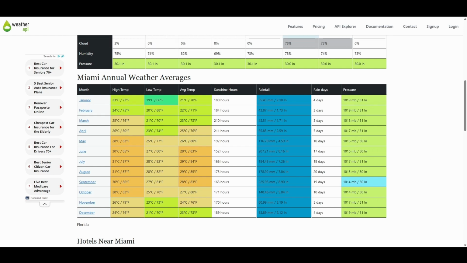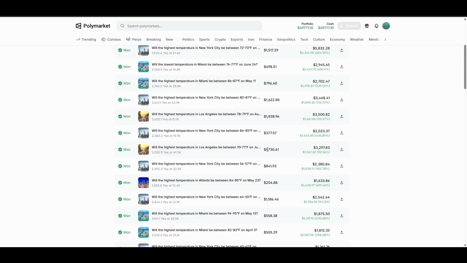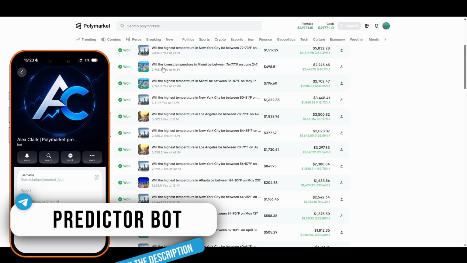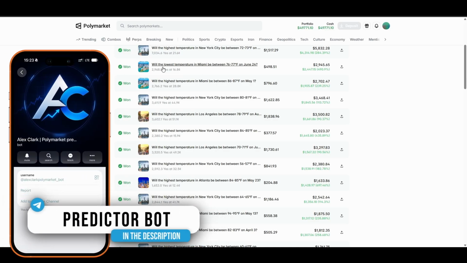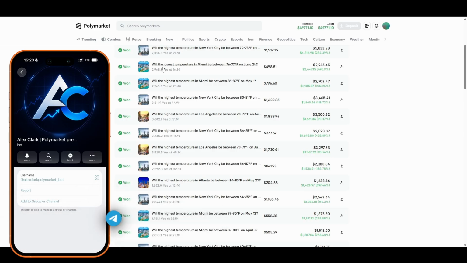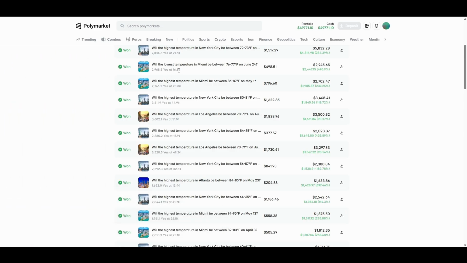So, let's break it down with a specific example. Will the lowest temperature in Miami be 77.6 degrees Fahrenheit on June 24th? The coefficient, as we can see, is 16.8. That is, the market didn't believe in this event at all, not even a little bit.